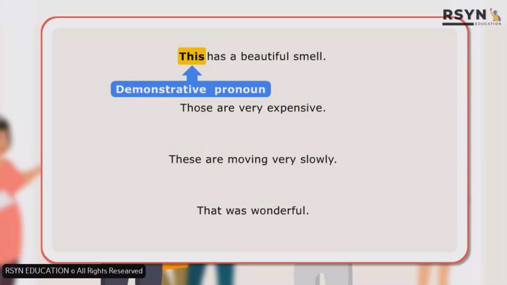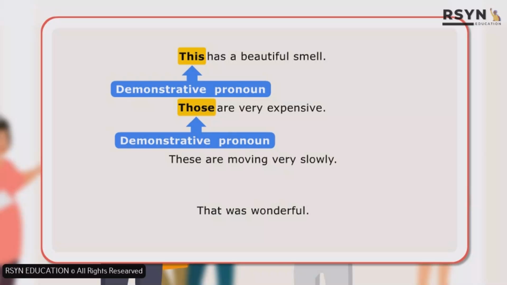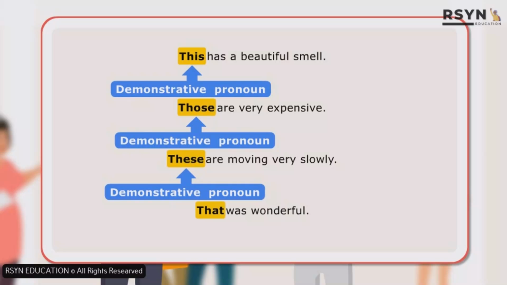noun and refers to something nearby. In the next sentence, those is used to refer to a noun far away and is a demonstrative pronoun. In the third sentence, these is a demonstrative pronoun and used for a noun close by. In the last sentence, that is a demonstrative pronoun used in place of a noun far away in time.